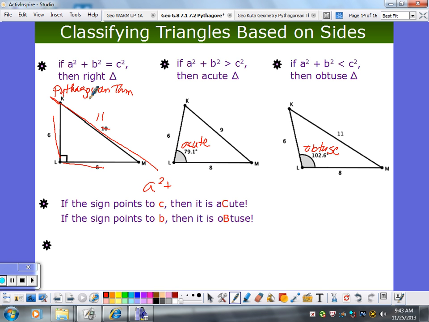Can we remember a squared plus b squared equals c squared will be a right triangle? Can we remember that? Go like this. Perfect. Now, a squared plus b squared. If you think of this thing as a little arrow, it's pointing to the c. So it's going to be acute. I hate myself for this. Just so you know. If it's less than, see where my arrow's pointing to? Pointing to the b. For obtuse.